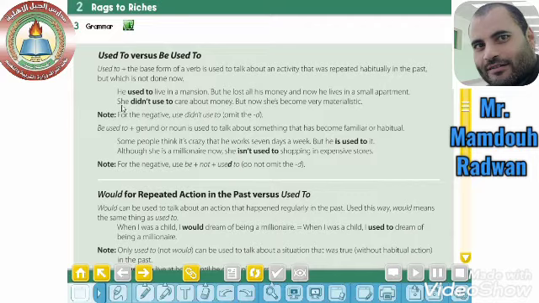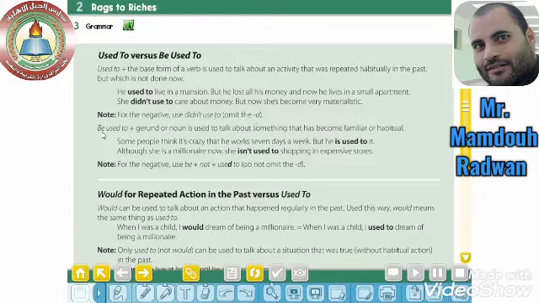The second example: she didn't use to. Be careful of the negative form of "used to." "Didn't use to" means that this habit didn't happen in the past. So, she didn't use to care about money, but now she has become very materialistic. In the past, she didn't use to care about money, but now she cares about money. Note, for the negative, use "didn't use to" without the D; we have to omit the D.